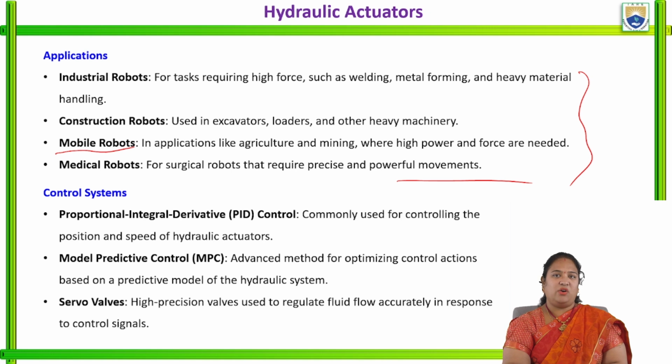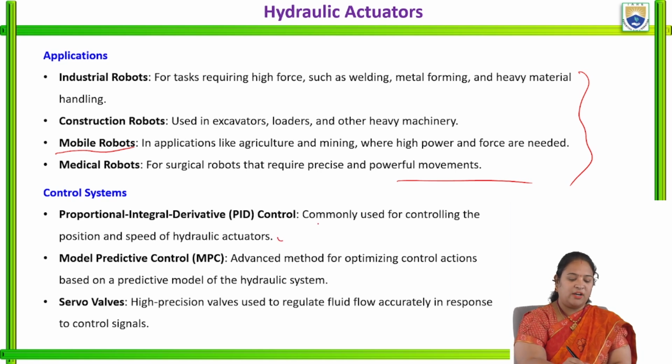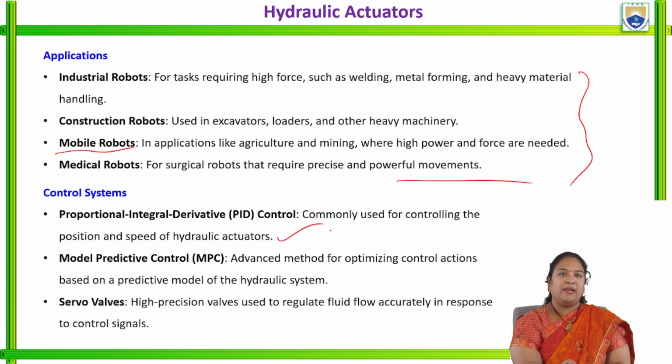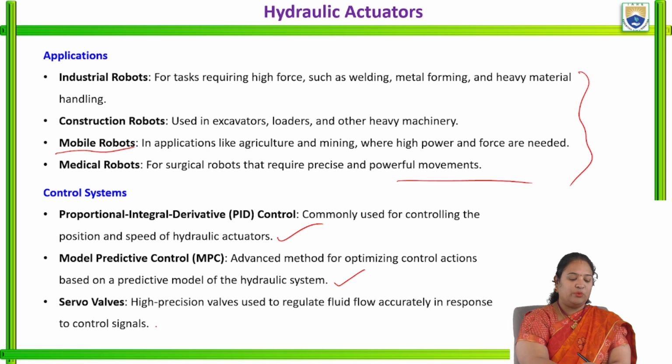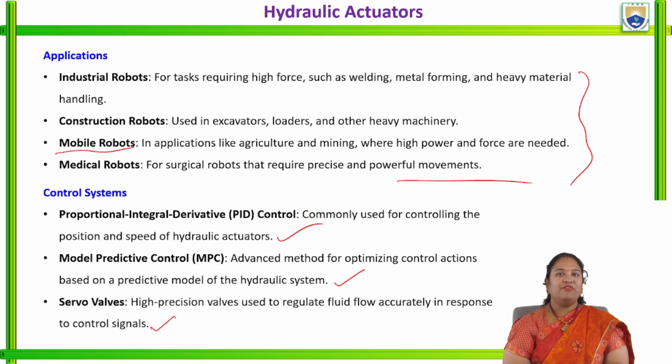And it has different control systems with the help of which it will be acting, that is proportional integral derivative control, model predictive control, and servo valve control. So based on these particular control systems, the robot actuator will be working. That is commonly used for controlling the position and speed of the hydraulic actuator. We use the proportional PID control. For advanced methods, we go for the MPC control. And when we require high precision, right, where the response of the control system should be more accurate, there we use this particular type of servo valve control, right.